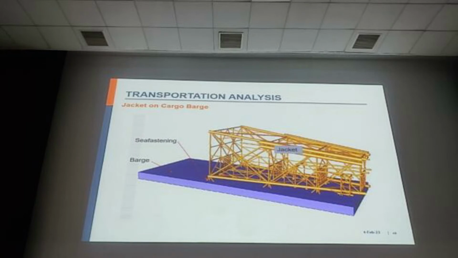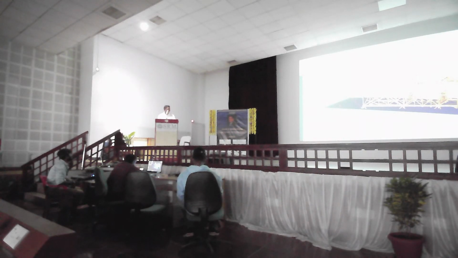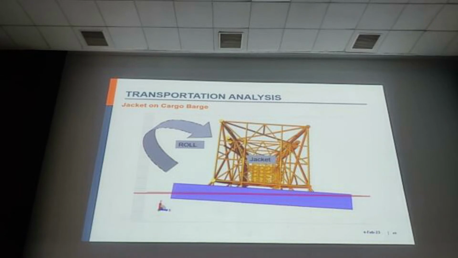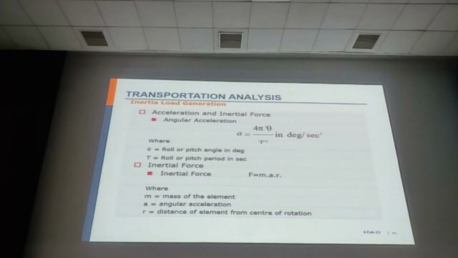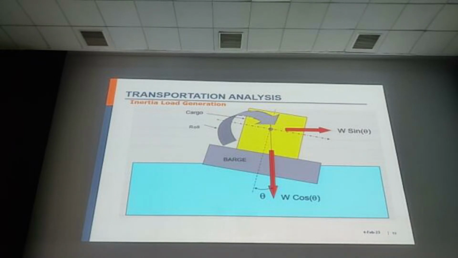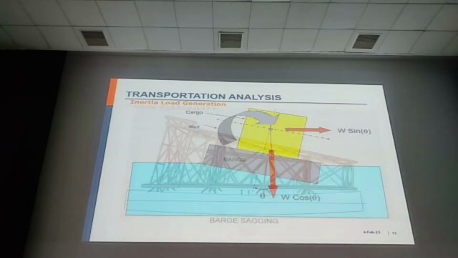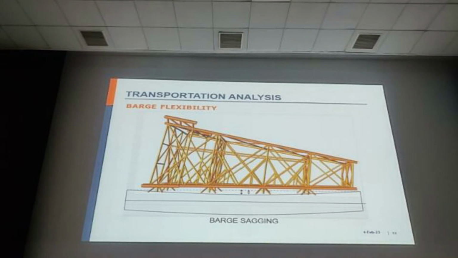So this is a typical jacket transportation simulation model. We know that even without software we can do it. We have to calculate the acceleration components and how much load will act, and if you know the load, then this is normal even for an onshore or offshore structure. It's a transportation. Additionally, the barge can also bend, so we have to consider the deflection of the barge also. There is a possibility it can create more stress in the structure.